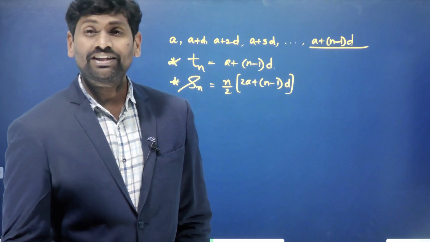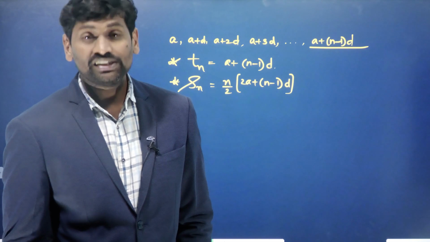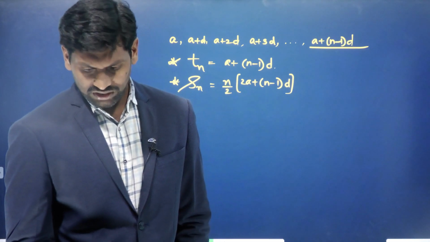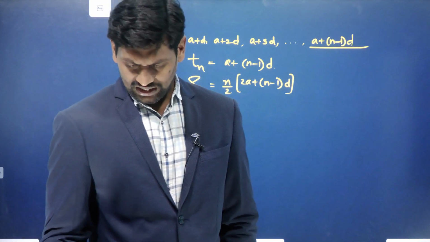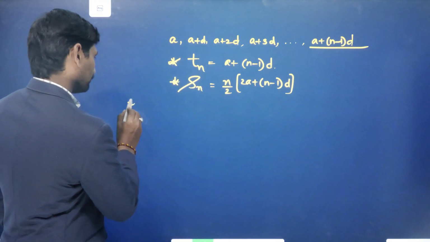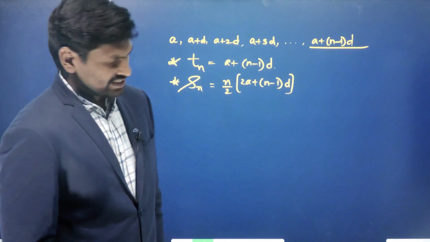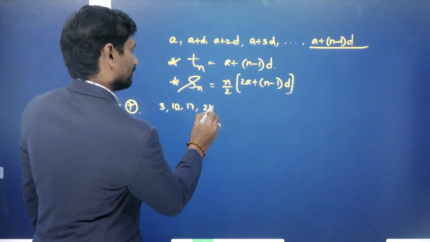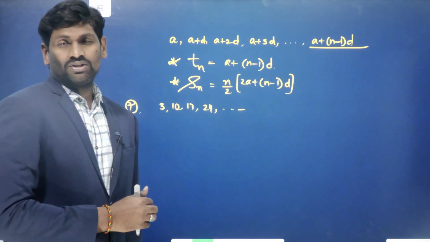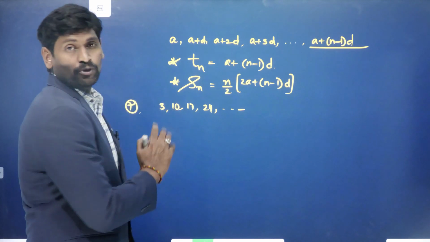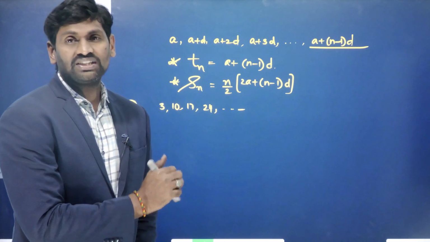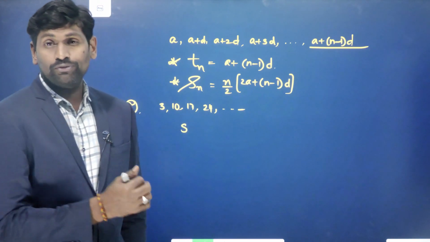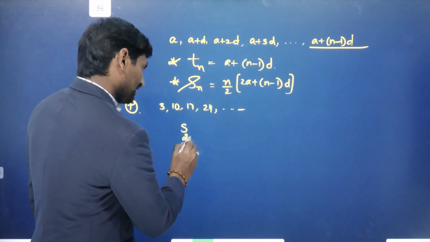The seventh problem is the sum of 20 terms of the given series. The series is 3, 10, 17, 24 and so on. This series is in arithmetic progression. We need to find the sum of 20 terms. Sum of n terms means Sn, so the sum of 20 terms means S20.